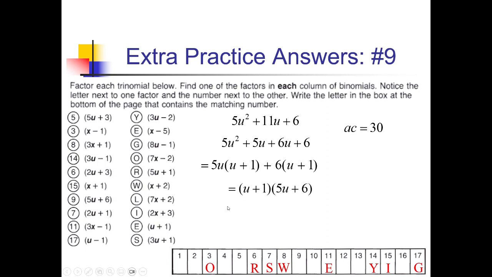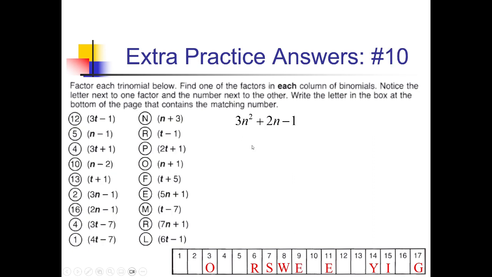So let me think, u plus 1. Here it is. This is e, and then that should be matched up with a 5u plus 6. That'll be over in the other column here. Looks like we have 9, so 9e. Here's 9, put an e there. There we go.